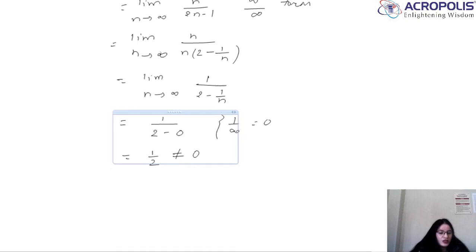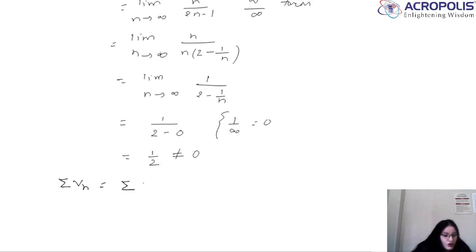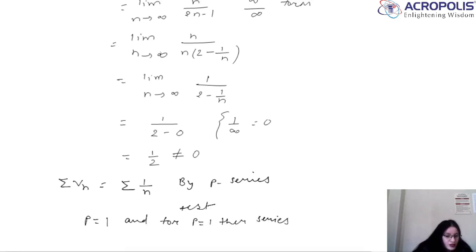For testing the convergence of Vn, here summation of Vn is equal to summation of 1 by n, by P series test. The value of P is equal to 1, and we know that for P is equal to 1, the series is divergent. The series is divergent.